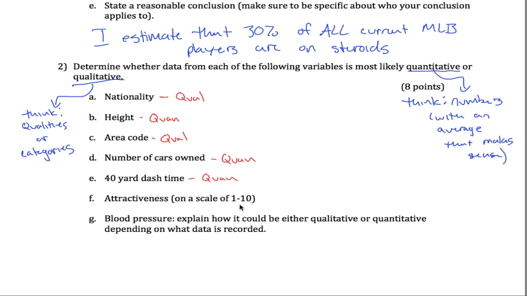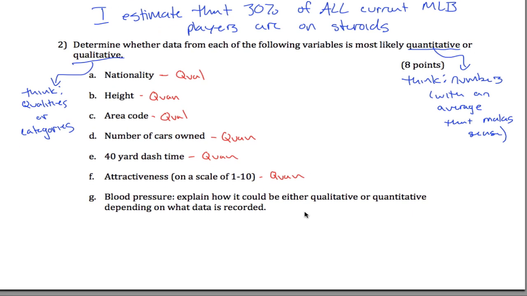Attractiveness. That girl is a 9, that guy's an 8, whatever, on a scale of 1 to 10. They're numbers, average, sure, that makes sense. Got a really good looking sample. The average is 8.4. I mean, it's kind of a weird number, but it's a number and the average makes sense. I would say that is quantitative. This on a scale of 1 to 10 really emphasizes that it's quantitative.